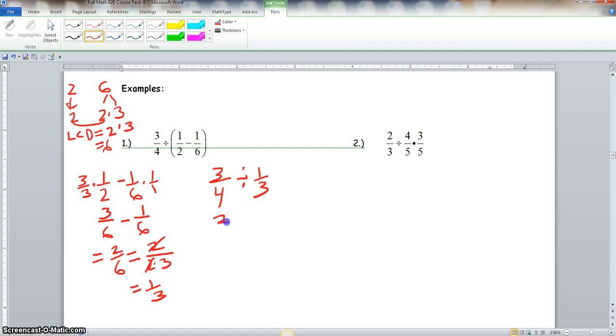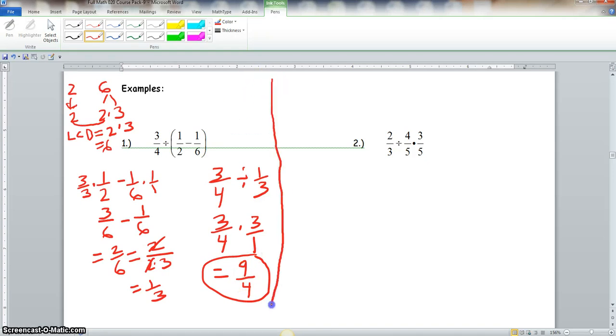Now we will keep this fraction the same. Division will become multiplication, and we'll take the reciprocal of the second fraction, which means that we flip it over. So now we multiply. 3 times 3 is 9, and 4 times 1 is 4. They have nothing in common, so our final answer is a positive 9/4.